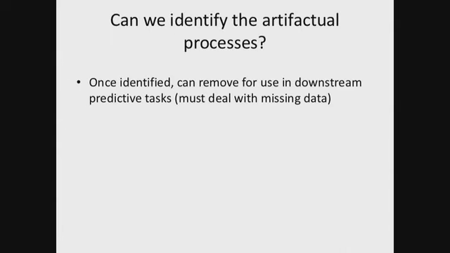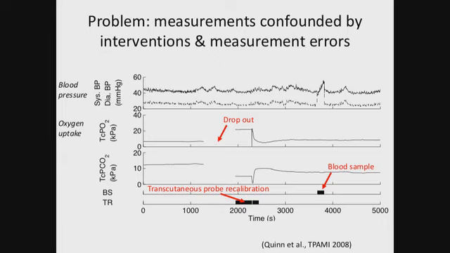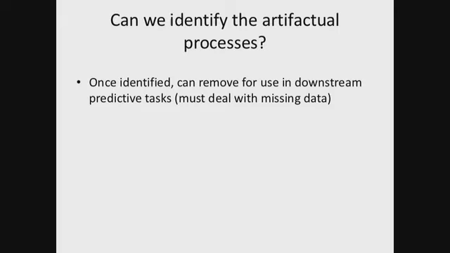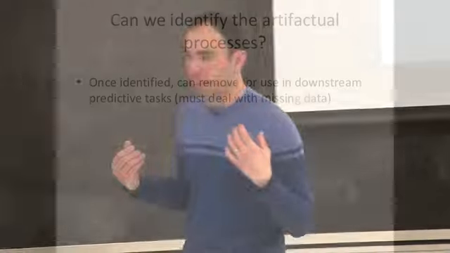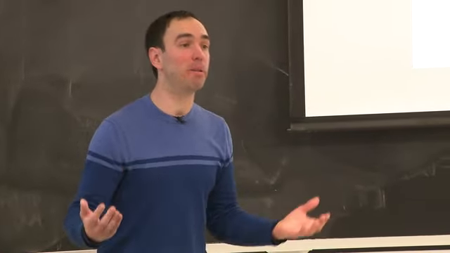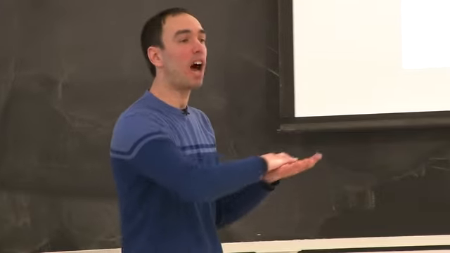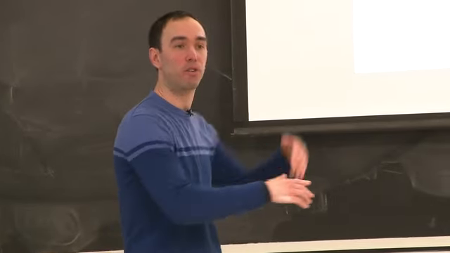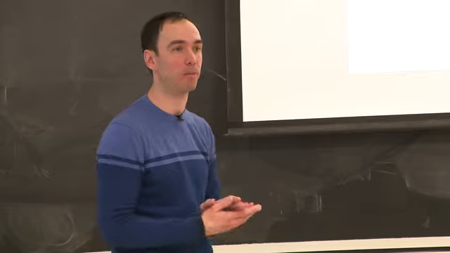So we want to ask the question, can we identify those artifactual processes? Can we identify that these interventions were happening at those points in time? And then, if we could identify them, then we could potentially subtract their effect out. So we could impute the data which we now know to be missing, and then have this much higher quality signal used for some downstream predictive purpose, for example.